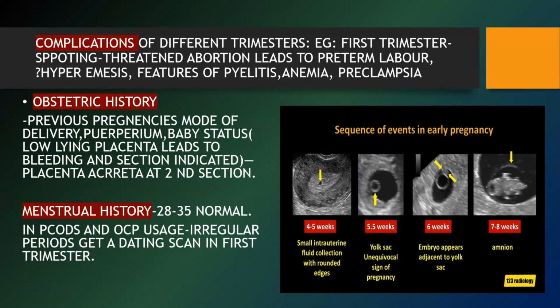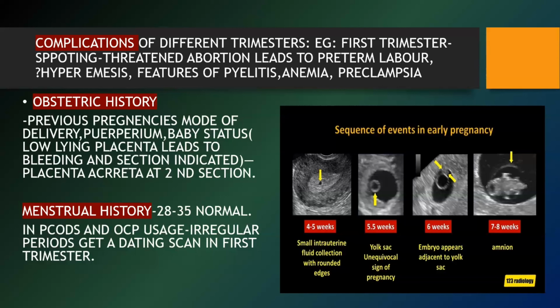Obstetric history includes previous pregnancies, mode of delivery, puerperium and baby status. For example, a low-lying placenta in a previous pregnancy might have led to a C-section, and in a subsequent pregnancy, that scar may form placenta accreta in the uterus. So we have to inquire about the previous modes of delivery and pregnancies.